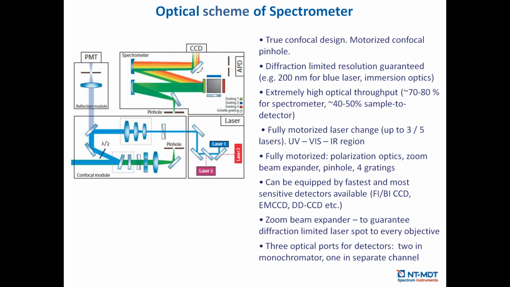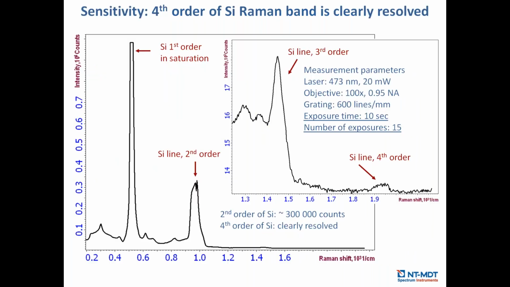So this is quite a powerful system, and this is an example of the sensitivity with 10-second acquisition time and 15 cycles, 15 exposures. We can easily resolve the 4th order of the silicon peak.